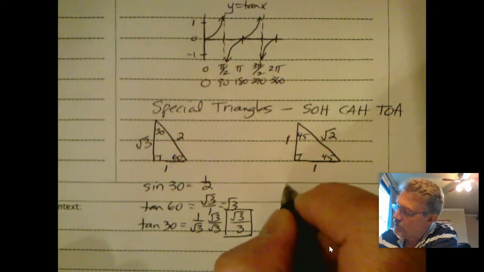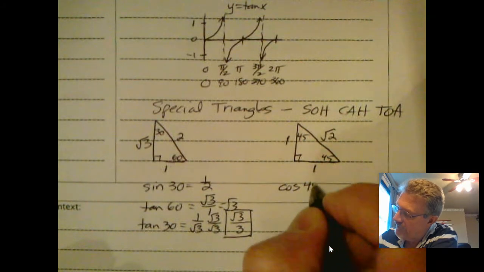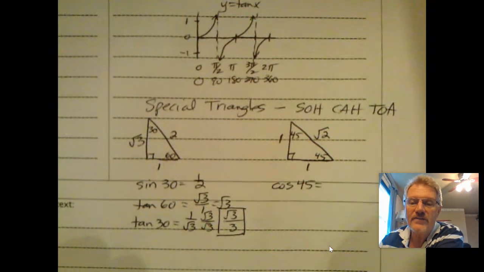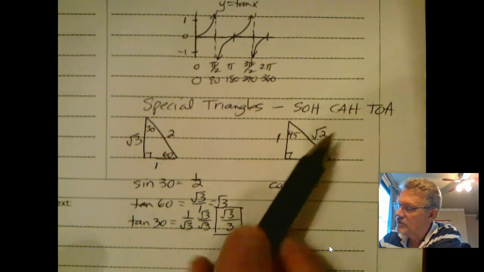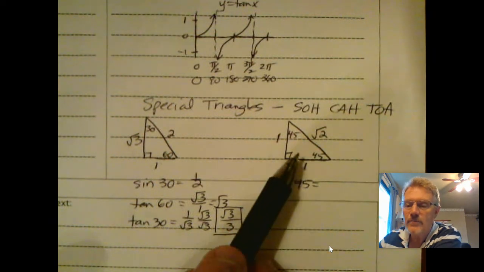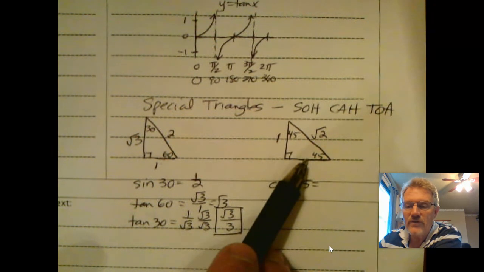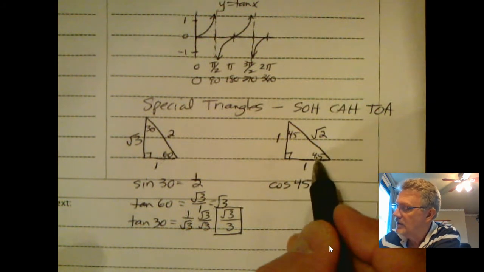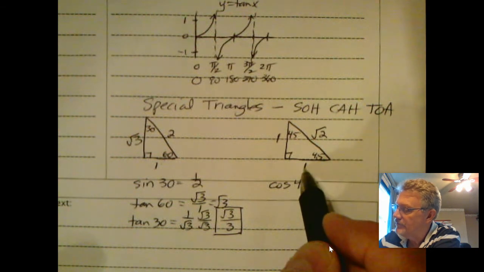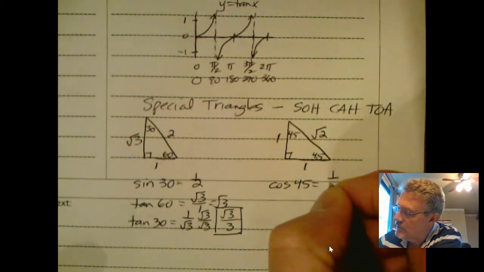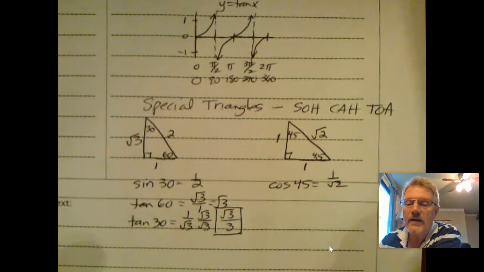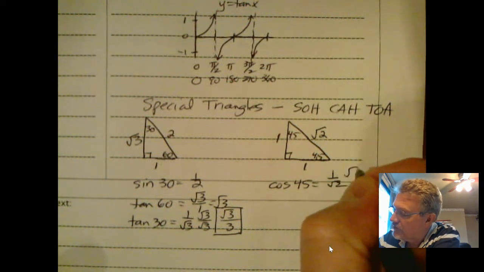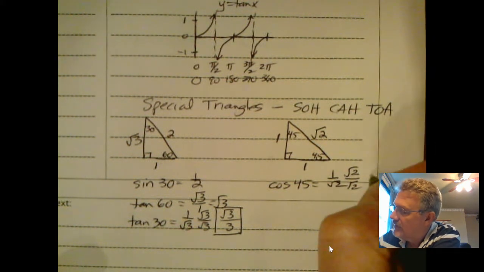So cosine 45. If you're asked to find the exact value, cosine is adjacent over hypotenuse. It doesn't matter which 45-degree angle I use because I'm going to get the same result. So whichever one is fine. We'll use this one. Cosine is adjacent over hypotenuse. And there we are again with that radical in the denominator. So we rationalize it, and we get radical 2 over 2.